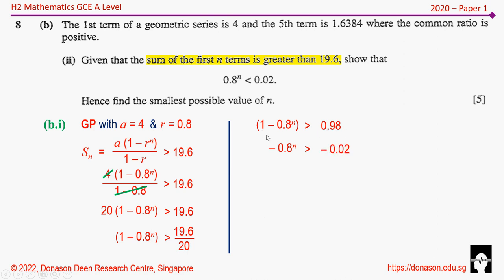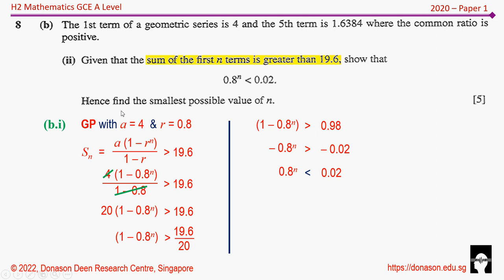So 0.98, if you subtract the 1, is going to become negative 0.02, and of course if I multiply both sides of the expression by negative 1, the inequality sign would reverse. So negative 0.8 to the power of n, if I multiply by minus 1, it's going to become 0.8 to the power of n. The inequality has been reversed. Negative times negative 1 gives you positive 0.02, and there we have shown what we are required to show: 0.8 to the power of n is less than 0.02.